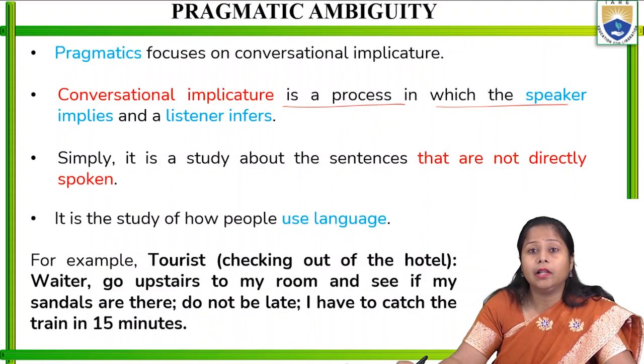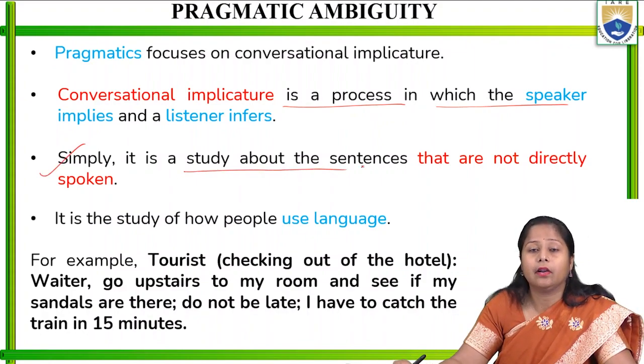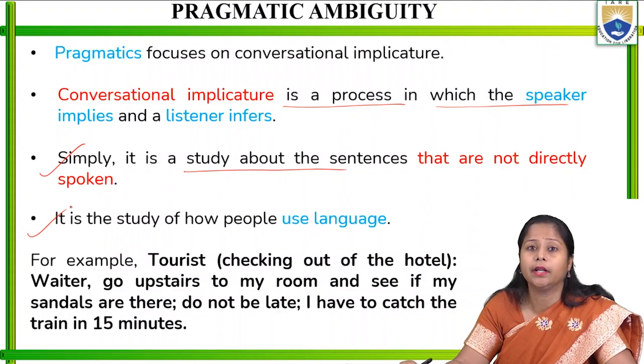Simply, it is a study of sentences that are not directly spoken. In some cases the speaker is indirectly implying other phrases or sentences to the listener. In that case also we have to understand that, and the machine model also has to understand all of these. It is a study of how people use language to communicate with each other, and how the speaker speaks something to the listener so that he can interpret it in a correct way.